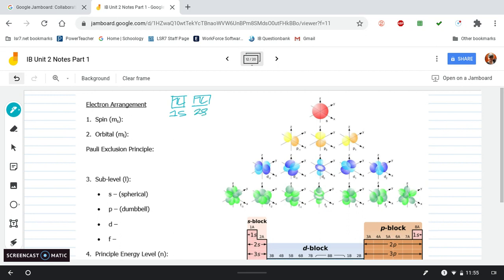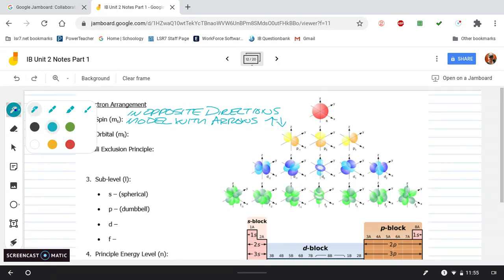That's because electrons don't really like each other. So what we want to write down for spin is that electrons are going to spin in opposite directions. And then we modeled that with arrows. So basically one up, one down. That's the kind of thing we did last year to show that these electrons are going in opposite directions. And so we use the arrows as the electrons.